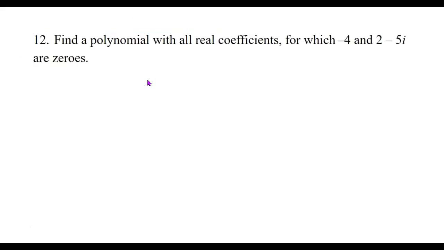So let's look at this rule in action. Find a polynomial with all real coefficients for which -4 and 2 minus 5i are zeros. Okay, first of all, if we want -4 to be a zero, x plus 4, that is x minus -4, has to be a factor.